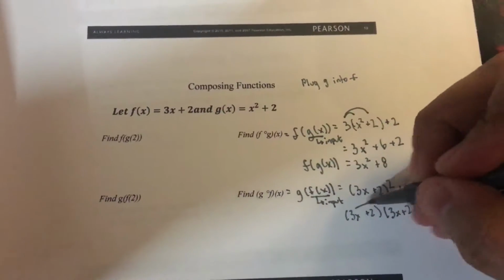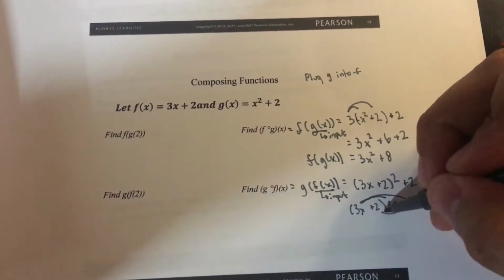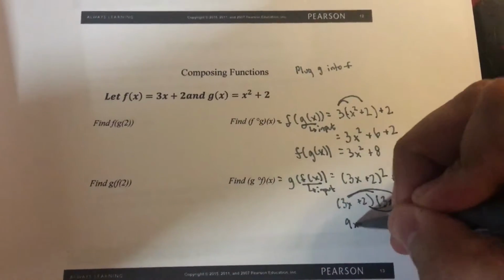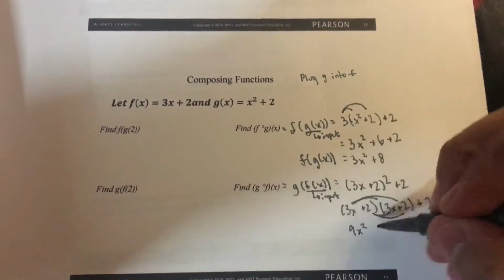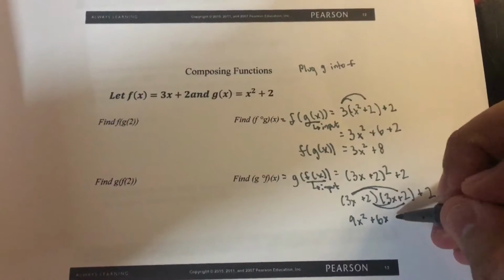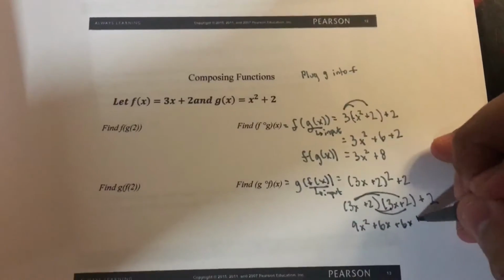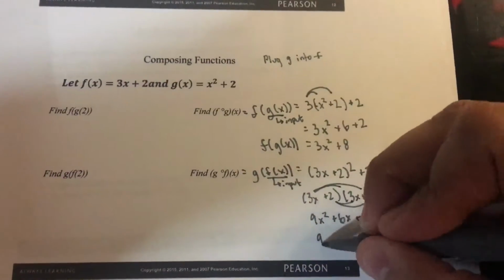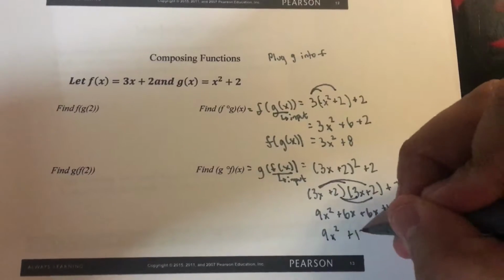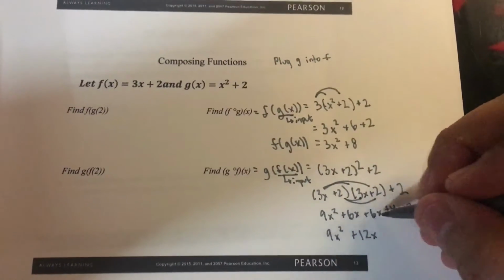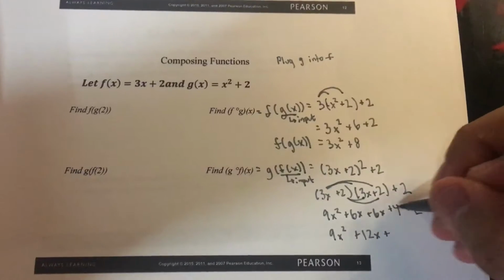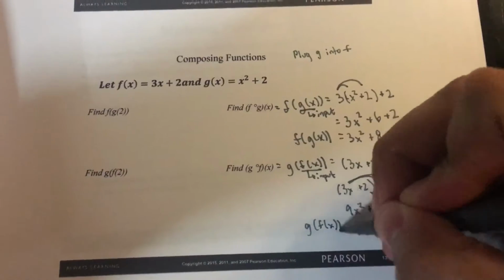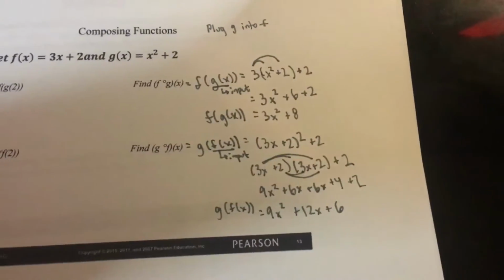And I'm going to expand it. So do the rainbow method here, or FOIL, whichever you're more comfortable saying. This becomes 9x squared, and then 3x times 2, 6x, 6x plus 4, and then don't forget the plus 2 that was already out there at the end. And when I combine like terms, these two add together, and these two add together. So g of f of x equals this right here.